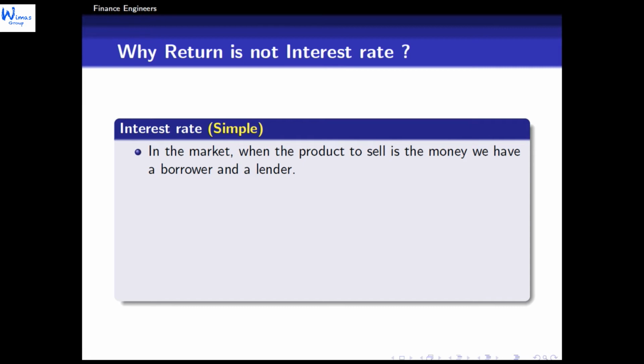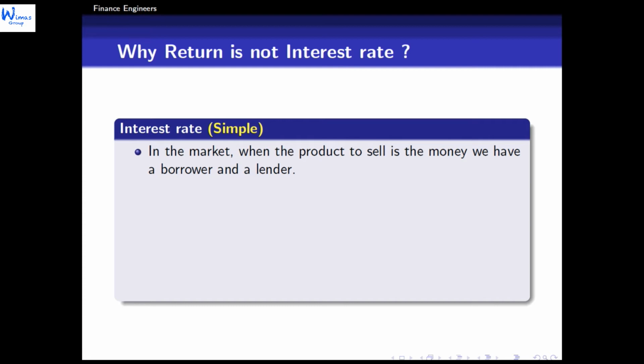So as you have seen in the title of this video, why return is not interest rate, I'm going to answer that question simply by talking about interest rate. If you remember, in the previous video I mentioned the sentence saying that return is not interest rate, because we were talking about just what return is. Even before continuing, I would like to ask you to go and watch the previous videos before watching this one, because there are some terms that we are going to use which have been mentioned in the previous ones. So let's have a look now at what interest rate is.